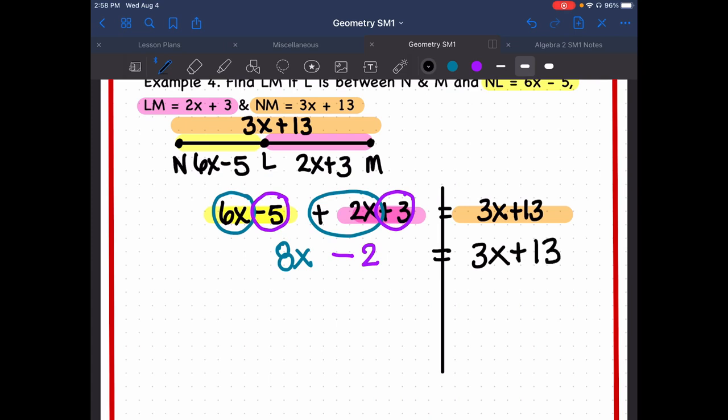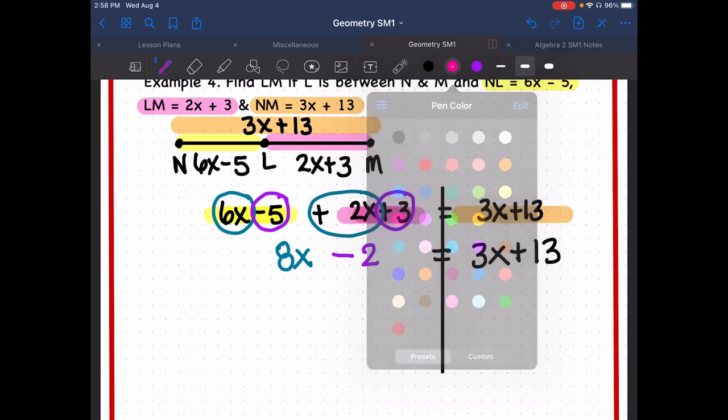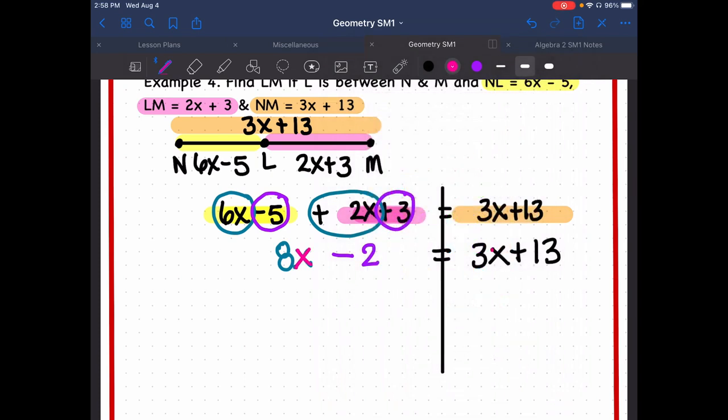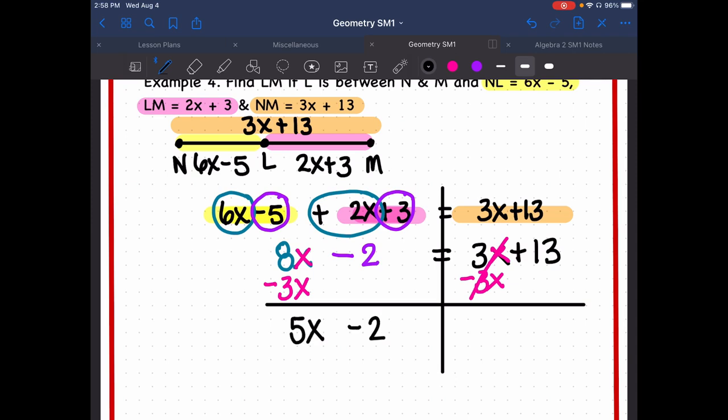Okay, now I need to get my variables to one side. I'm going to change my color really quick to pink to highlight that variable. I need to choose one of them to move to the other side. I'm going to subtract the 3x from both sides. This is going to allow me to keep my x positive, and it does give me 5x. I'm going to bring down the -2, and it's going to equal 13.